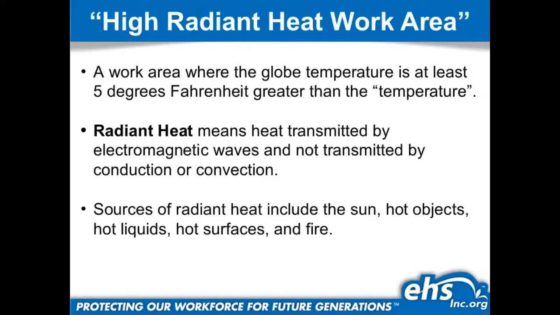High radiant heat work area: a work area where the globe temperature is at least 5 degrees Fahrenheit greater than the temperature. That's not the temperature in that immediate work area. That's the overall general temperature. You will pull out your cell phone, open up your weather app, whatever it may be. The temperature, again, just keep it at 75 degrees. You measure with the globe thermometer the globe temperature in that immediate work area, and it's 80 degrees. That would be defined as a high radiant heat work area.